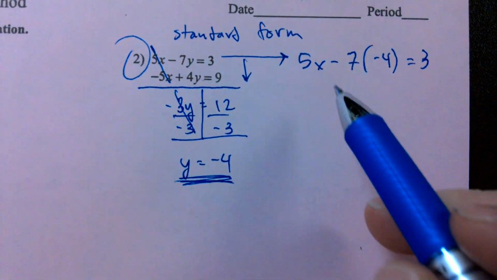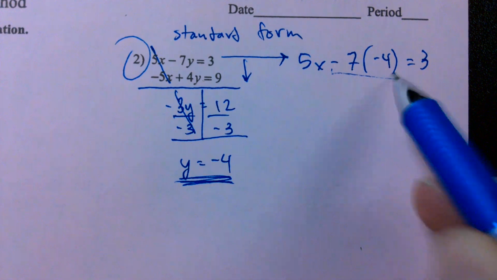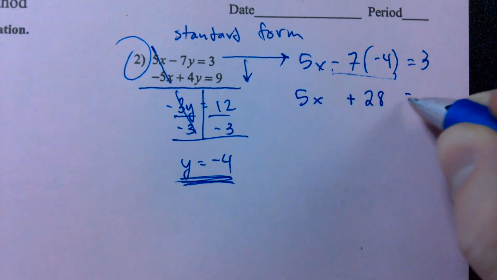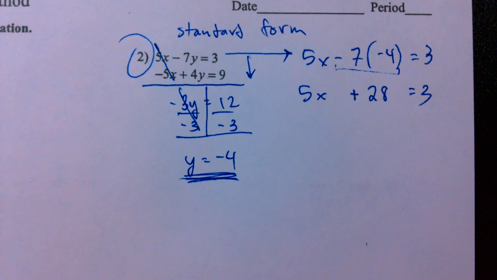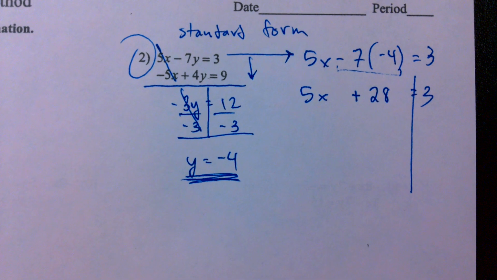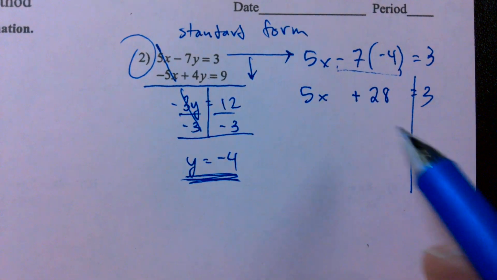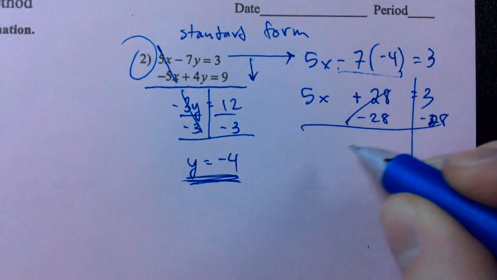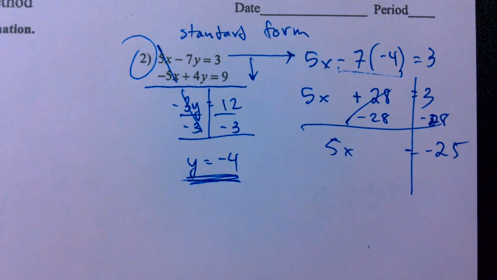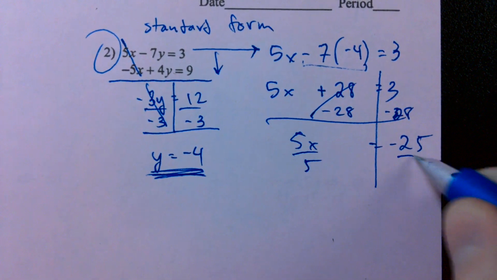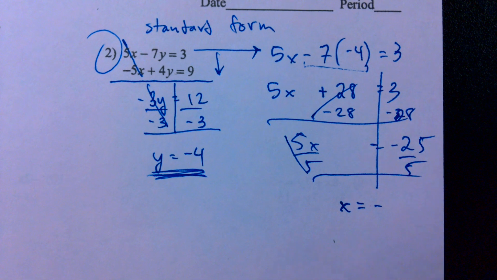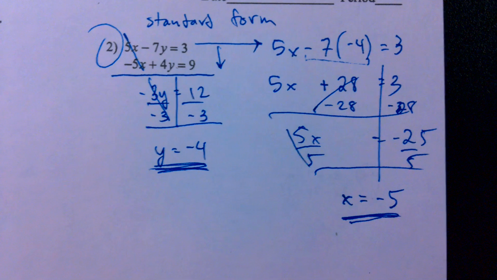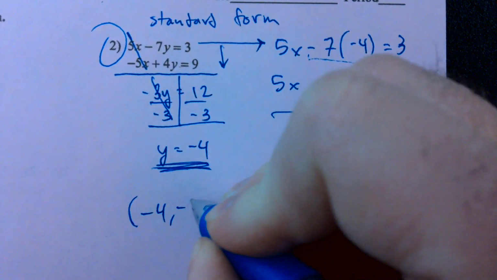This is where we have to be careful. What is negative 7 times negative 4? Positive 28. Everybody with me so far? Okay. What do I do now? Subtract 28. What's 3 minus 28? Negative 25. And then I divide both sides by 5, and what am I left with? What's 25 divided by 5? Negative 5. So my solution is going to be negative 4, negative 5.